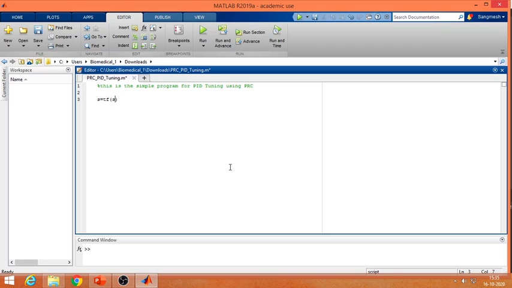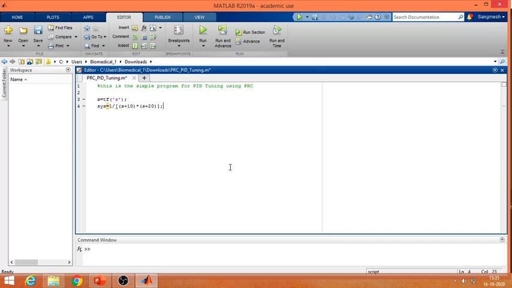Okay, so what we require first is our complex variable s, so s = tf('s'). Let's define one simple system. You can take any random system here. I am taking a two-pole system, one at -10 and the other at -20. Okay, so you can take any system.